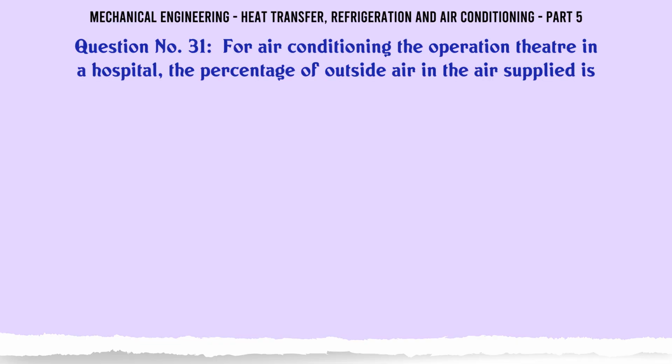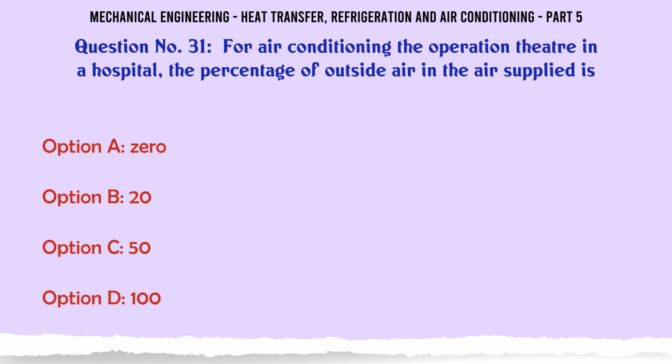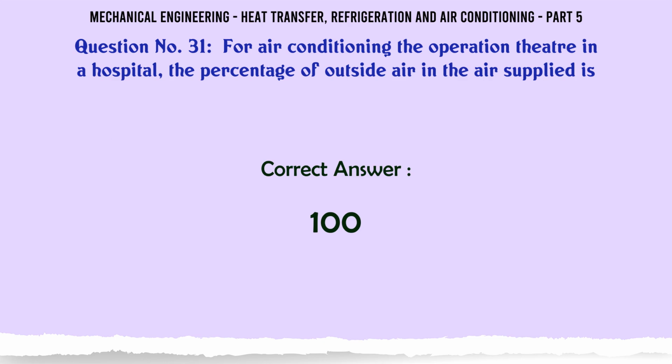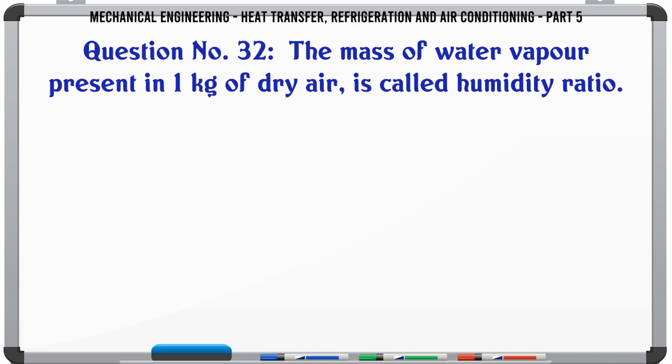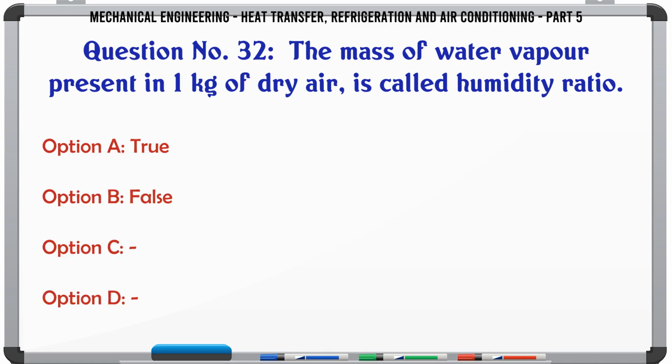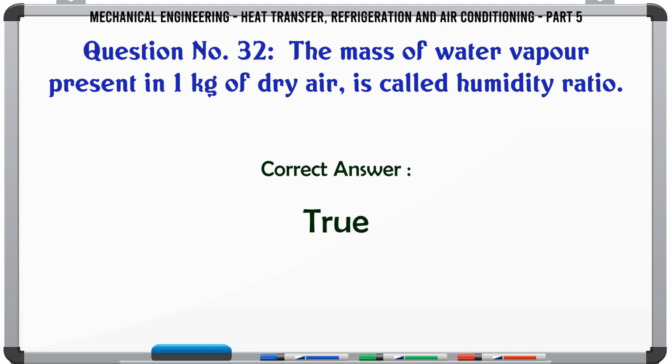For air conditioning the operation theatre in a hospital, the percentage of outside air in the air supplied is A. 0, B. 20, C. 50, D. 100. The correct answer is 100. The mass of water vapor present in 1 kilogram of dry air is called humidity ratio. A. True, B. False. The correct answer is true.